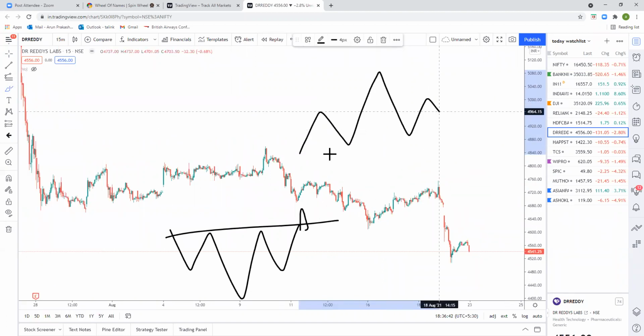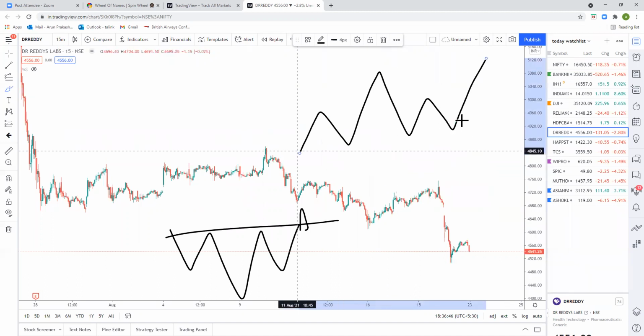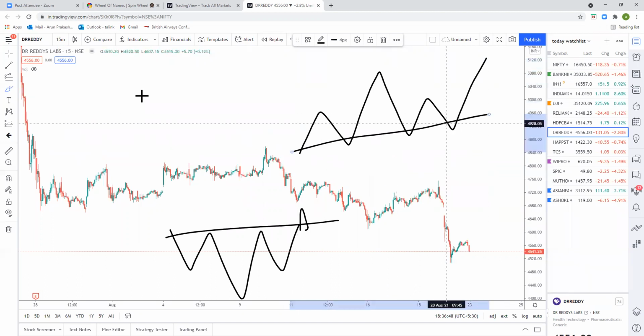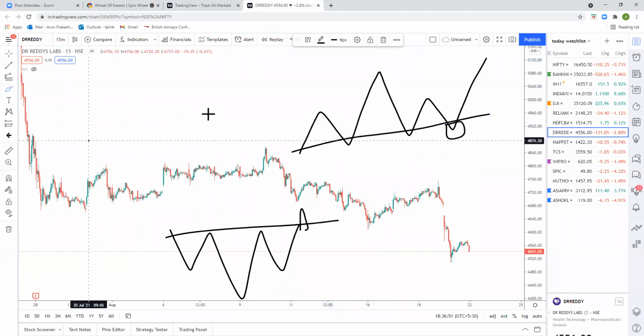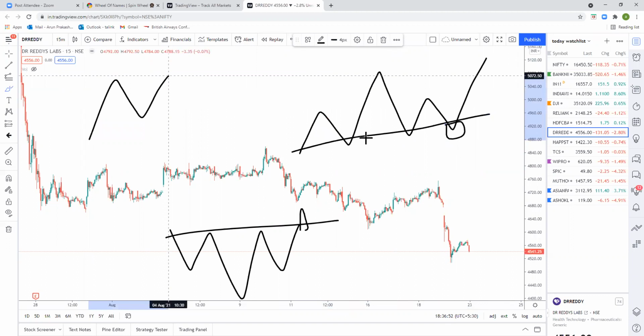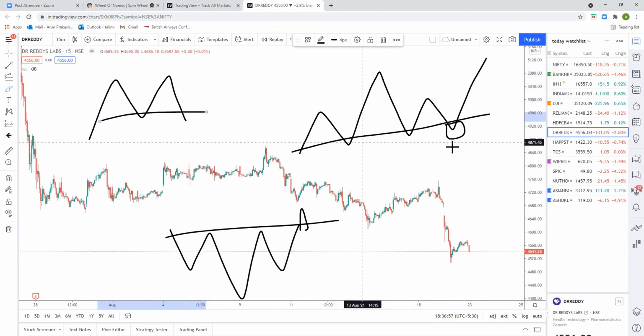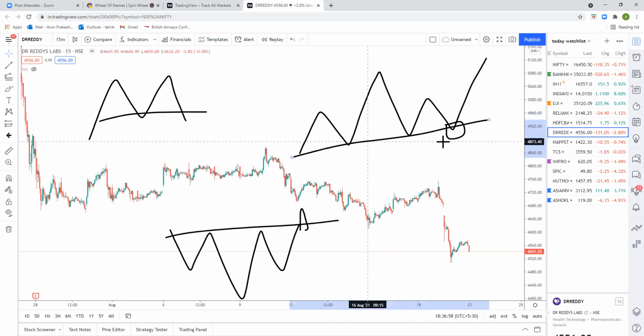So unless it is breaking down, you cannot. That's why I gave an example on this double top also. Unless this neckline is broken, in this case also, unless this neckline is broken, you cannot have a confirmation that it is a head and shoulders. And with a proper momentum, closing candle. And the overall trend is again important.